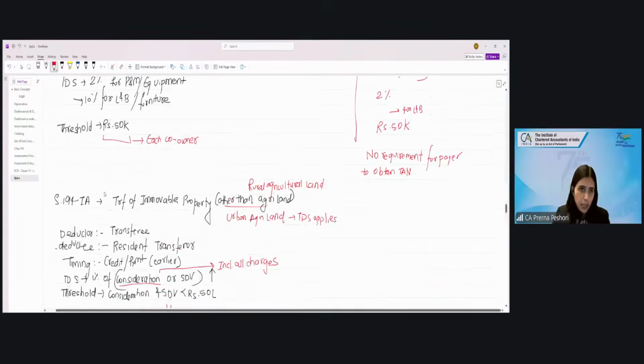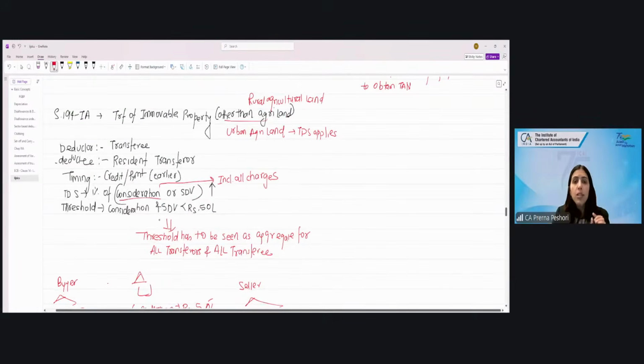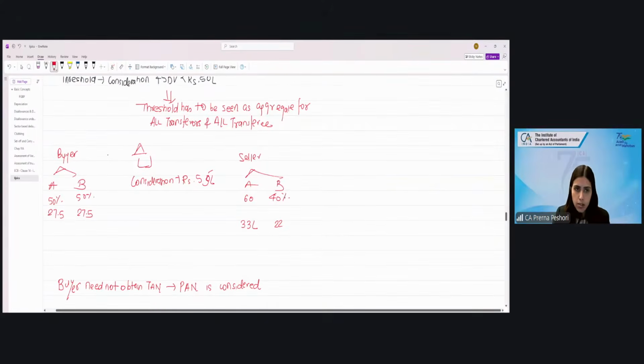Unlike in the case of rent, where I told you that this 50,000 is the limit for each co-owner, for this transfer of immovable property they have clarified that this threshold of 50 lakh is qua all the co-owners or qua all the purchasers. So basically, let's say for example, there are two buyers and there are two sellers. Property can be co-owned, right? And the consideration is 55 lakh. Both are 50-50%. In this case, the consideration, if it is more than 50 lakh, there will be TDS.